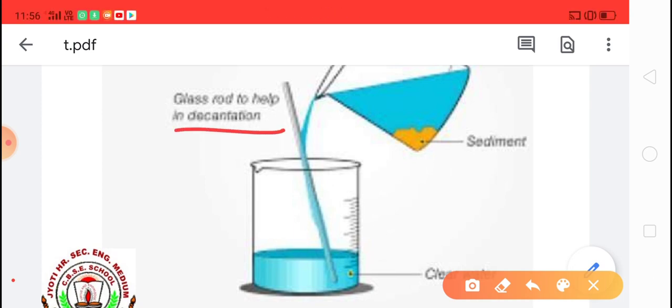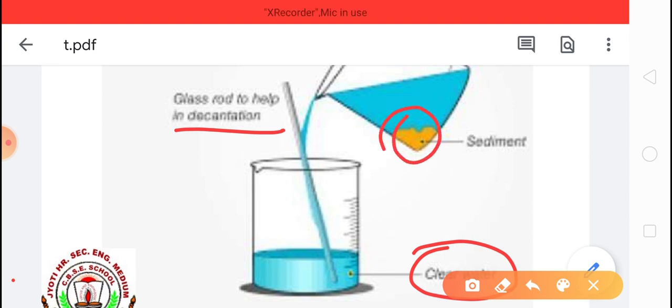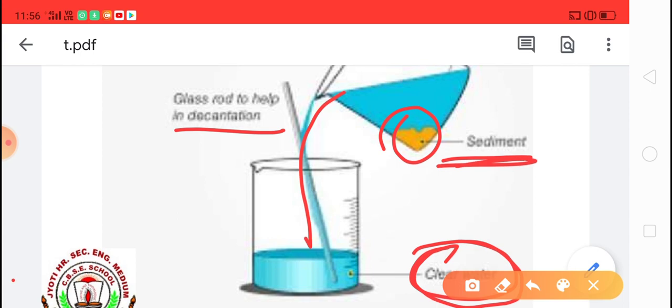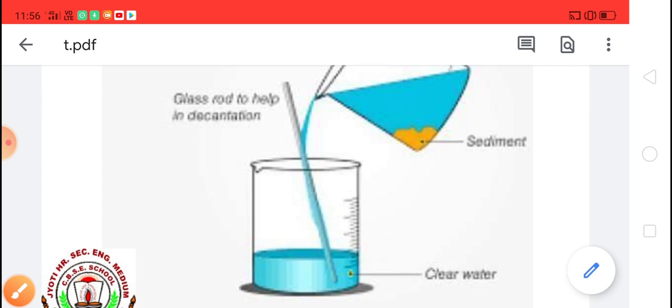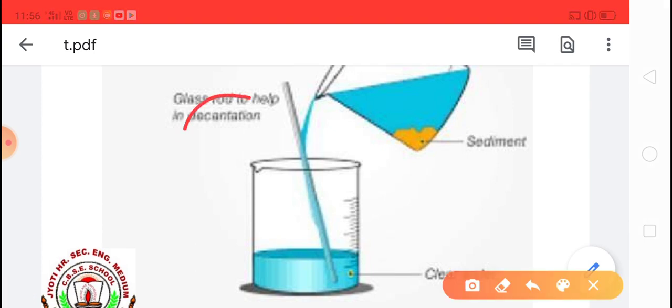And the collected liquid is called supernatant liquid. The solid particles which are settled down at the bottom of the container are called sediment, and the liquid which is obtained above it is called supernatant liquid, and the process by which this supernatant liquid is separated from the sediment is called decantation.